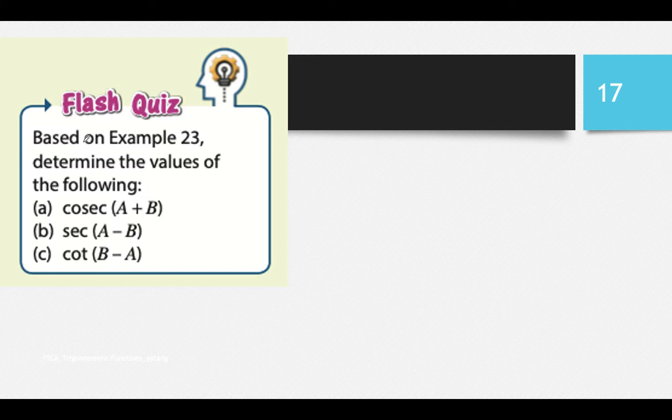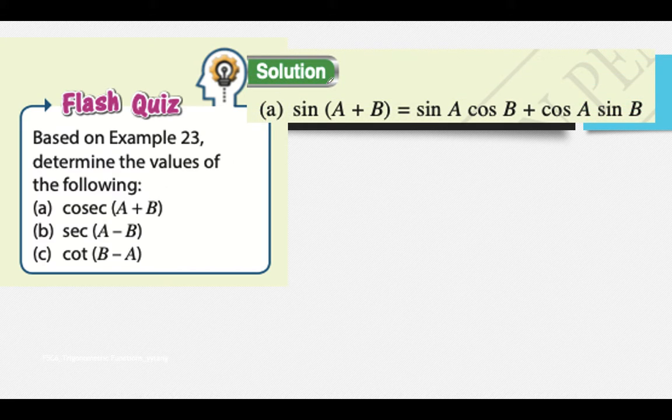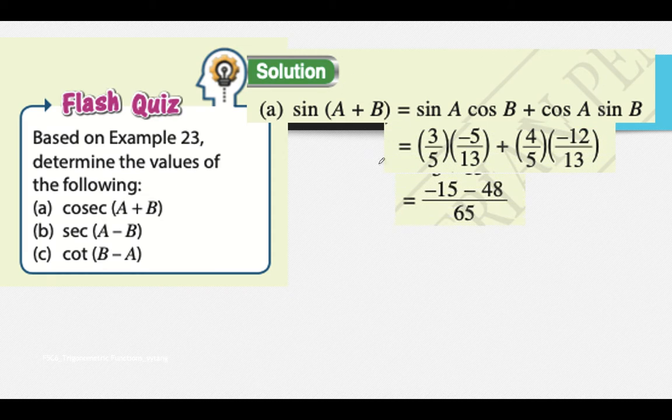Okay, now based on example 23, determine the values of the following: cosecant, secant, cotangent. But your additional formula gives you sine, cos, tangent, never gives you this. But you can try, right? Cosecant. What is the cosecant? 1 over what? Let's recall back. From just now, sine A plus B will be sine cos cosine. You are given sine, cos, tangent, never given this one. But you can know the relation, right? Cosecant and secant, what is the relation? So this you get the answer.